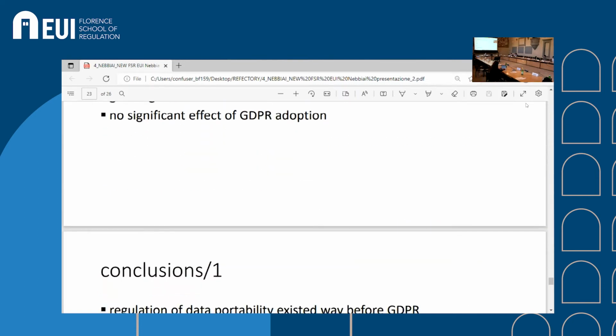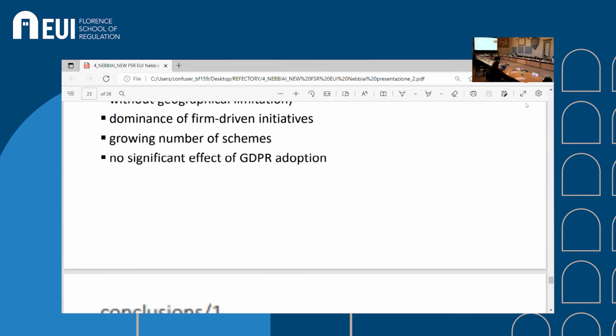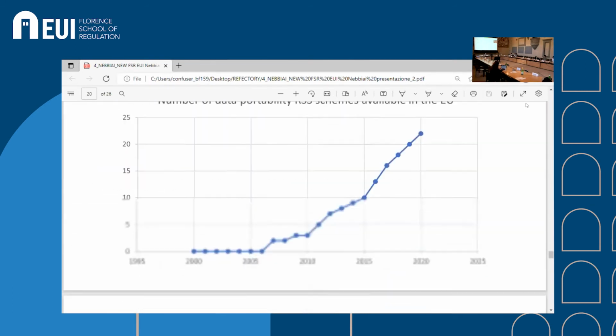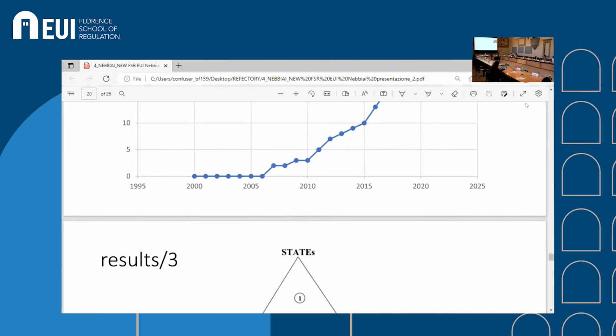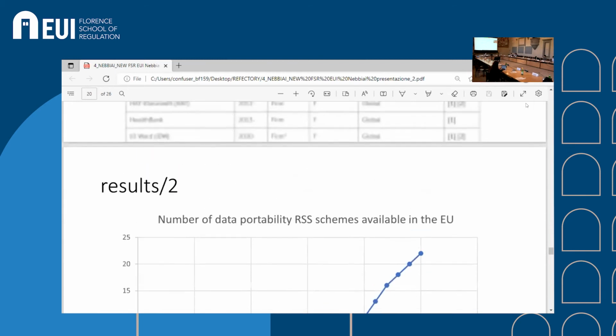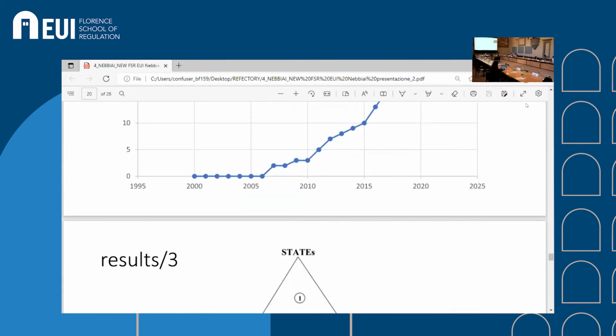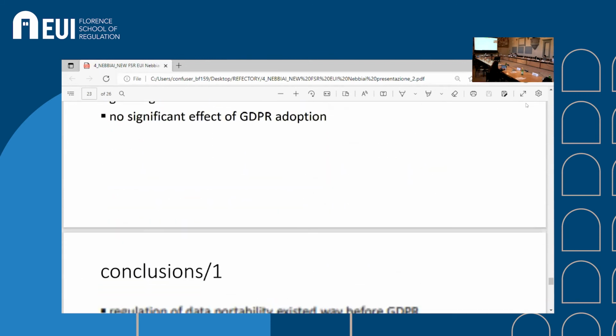And finally, and this is maybe too soon to say, but we can see from the number of schemes available that the GDPR that was enacted in 2016 and implemented in 2018 doesn't seem to have a significant effect, but it may be too soon to judge at the moment.